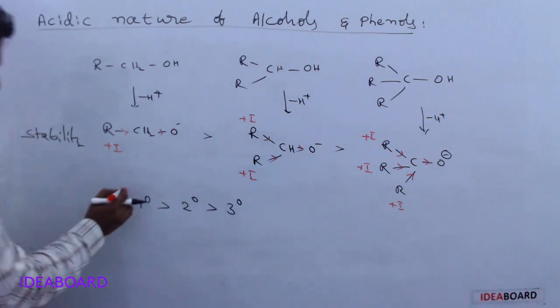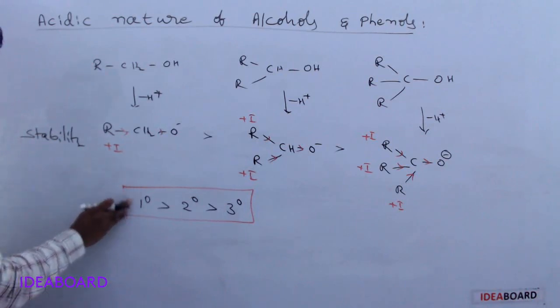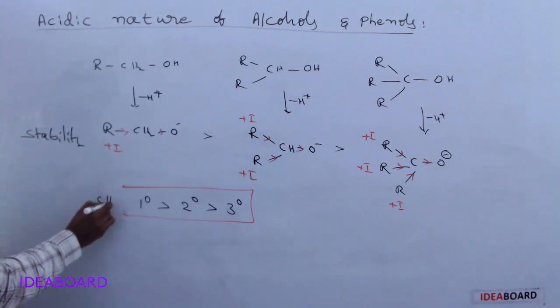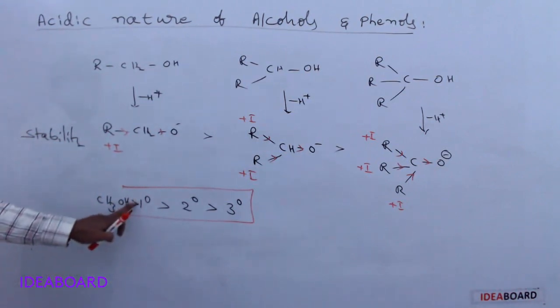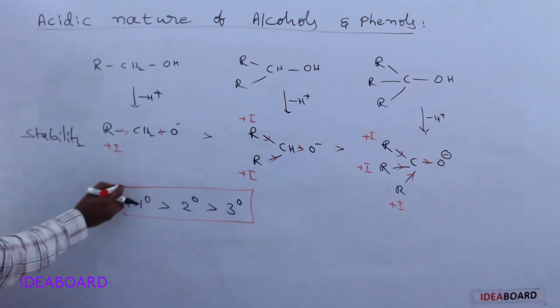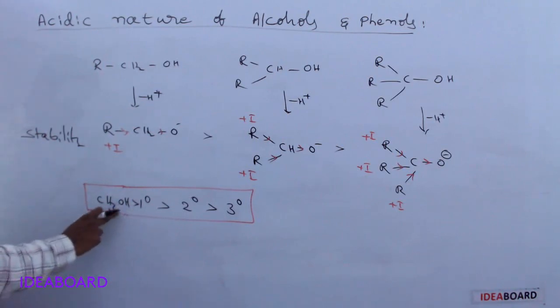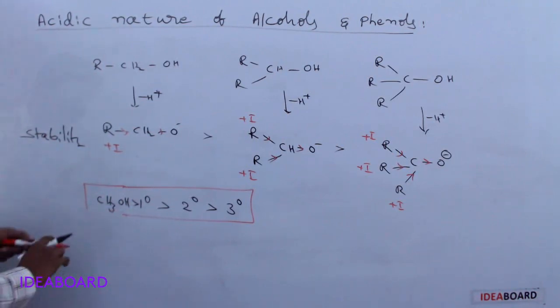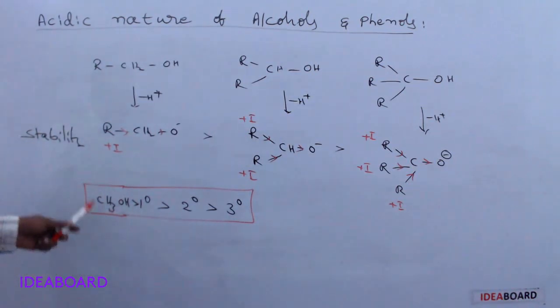This is simple. And if you have methyl alcohol, CH3OH, that is much more acidic, even more than the other primary alcohols. Methyl alcohol is also a primary alcohol, but compared with other primary alcohols, methyl alcohol is more acidic than primary, secondary, and tertiary alcohols.